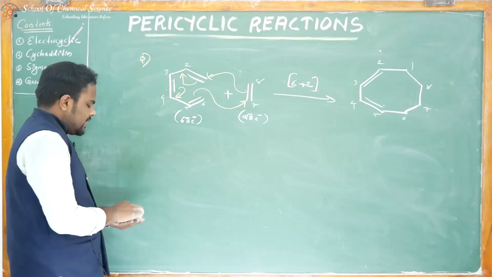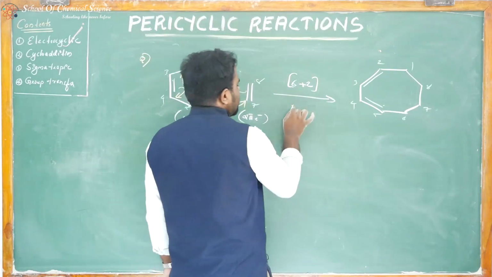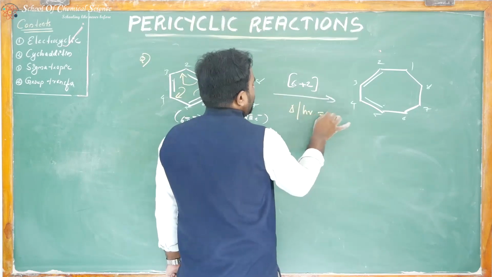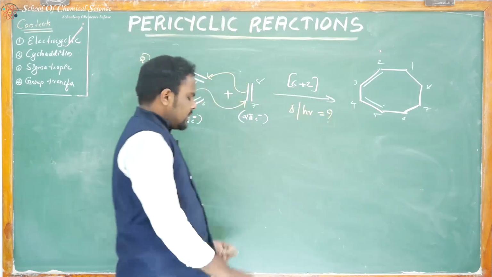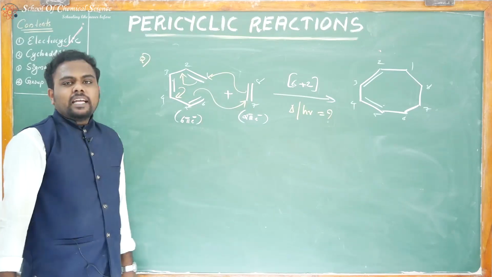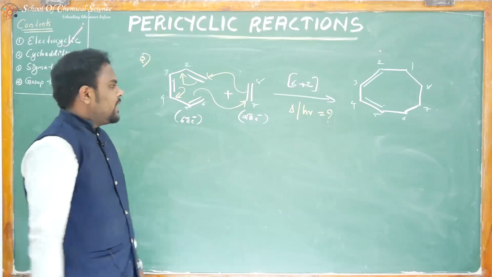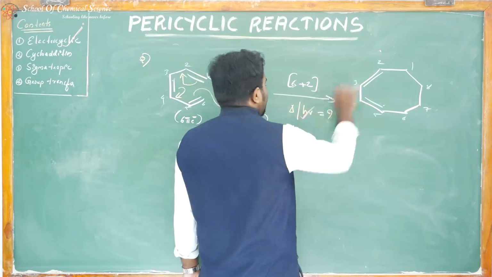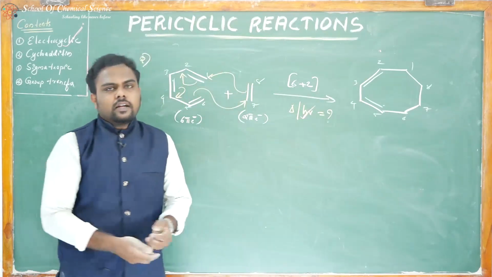Okay. What is the condition? That's our question, whether this reaction takes place under thermal or photochemical condition. How many electron pairs? 6 plus 2, 8 pi electrons. 8 by 2, 4 pairs. 4 pairs is an even number. So definitely the condition is photochemical condition.